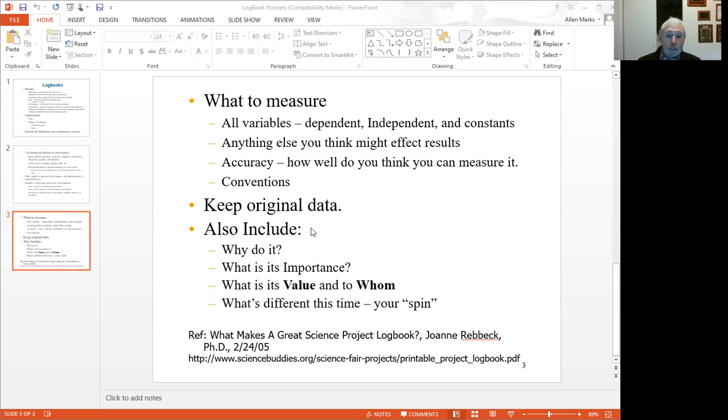And you should also include a justification section: why did you do it? What is its importance? What's its value? And what's different in how you've done it versus how other people may have done it.